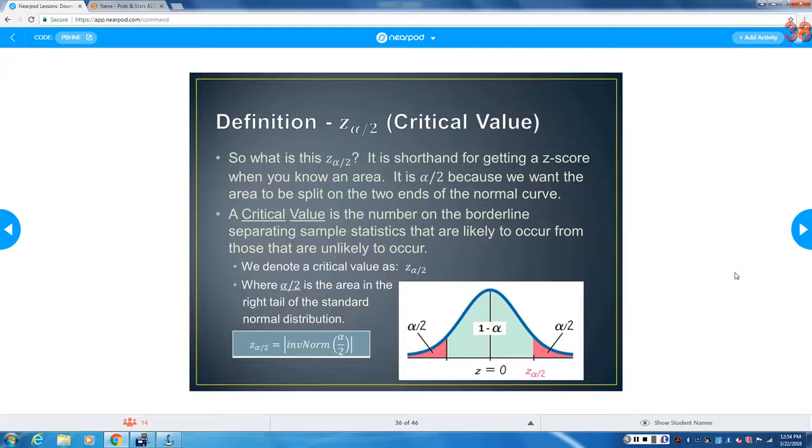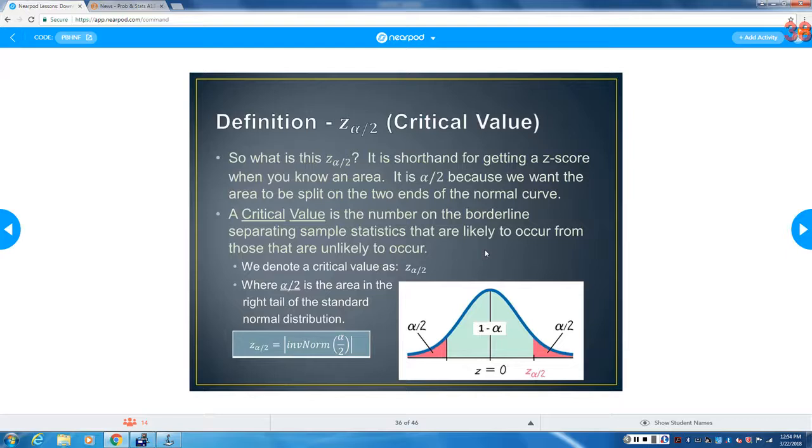You don't divide z by 2 or anything. It's z subscript alpha over 2. Alpha over 2 is an area. Z alpha over 2 is a number on the horizontal axis. So the definition: a critical value is the number on the borderline separating sample statistics that are likely to occur from those that are unlikely to occur.